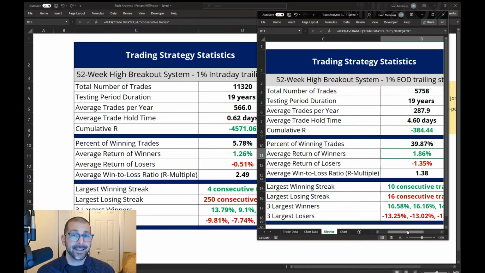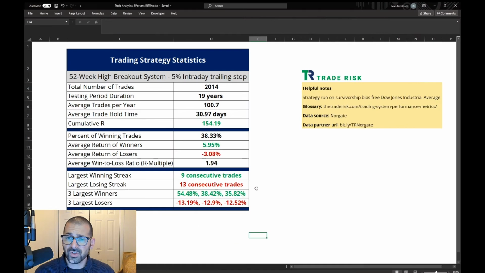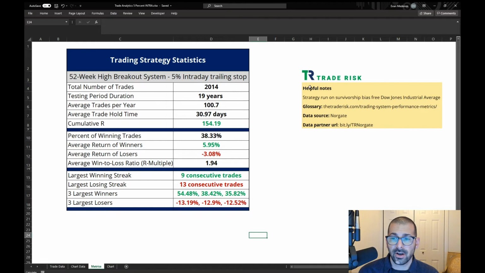All right, so let's take it to another example. Let's take a look at a more reasonable trading system, and we're going to go to a 5% trailing stop. Okay, I think that one is probably something that, in fact, we looked at in episode 2. It did pretty well. So here it is in this light again. This is a 5% intraday stop. Again, 20 years of data. This takes an average of 100 trades per year. Average hold time is 31 days. Here we have a cumulative R that is positive.